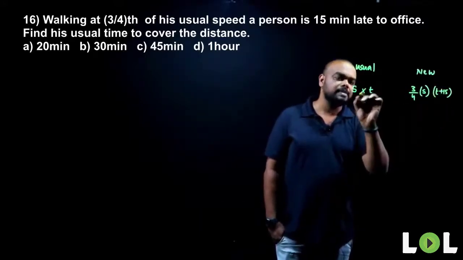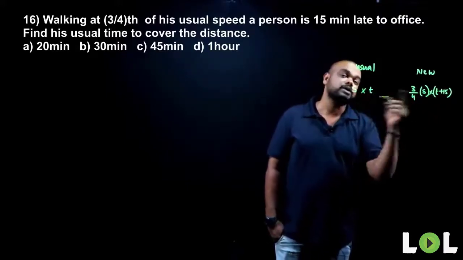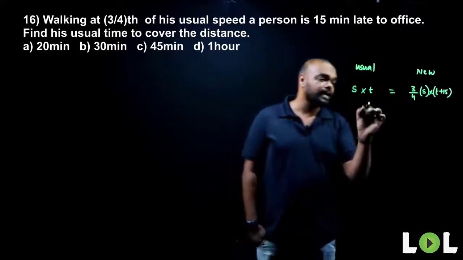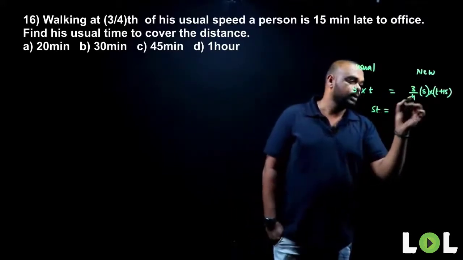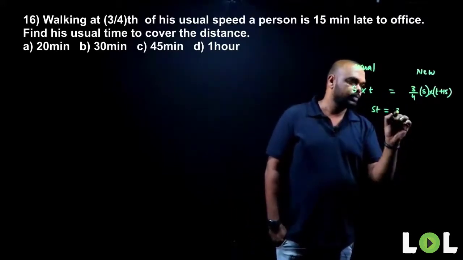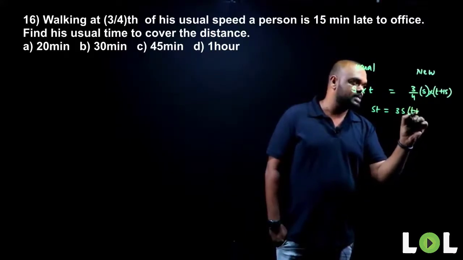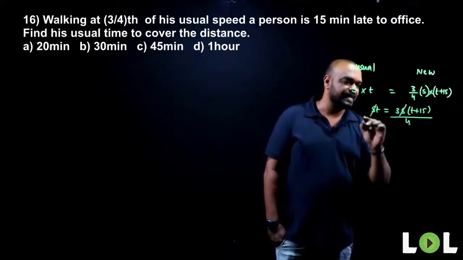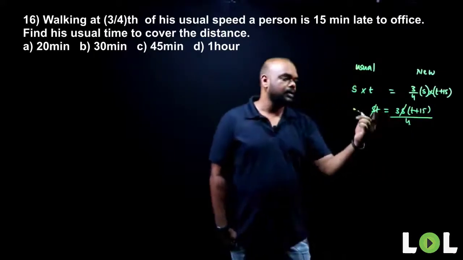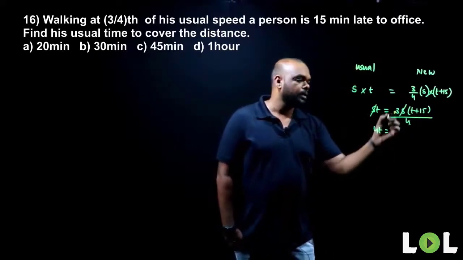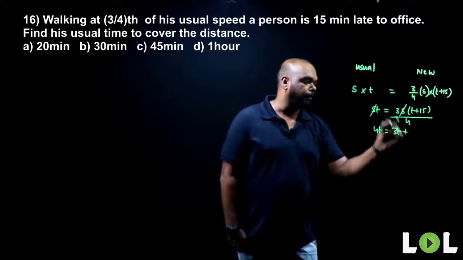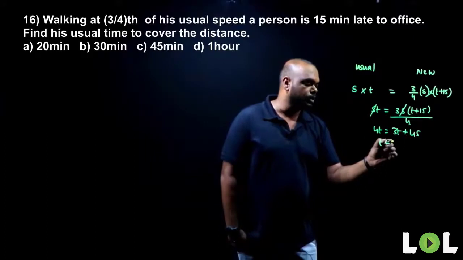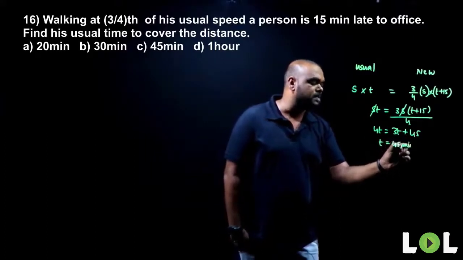Now we know speed into time is distance. In both cases he is traveling the same distance, so I can equate them. I'll get st is equal to 3s into (t plus 15) divided by 4. s cancels. 4 goes to the other side: 4t equals 3t plus 3 into 15, which is 45. 3t comes to this side, so t equals 45 minutes. And that must be our answer.